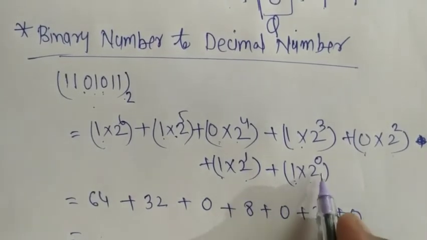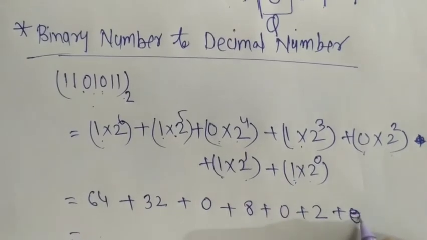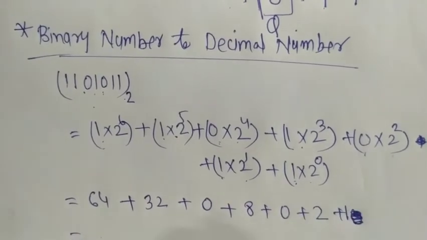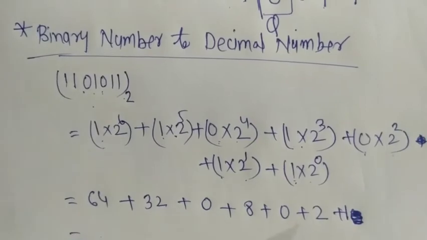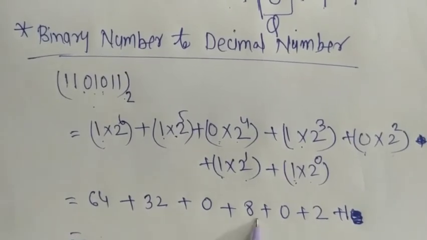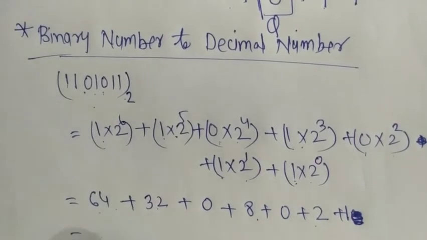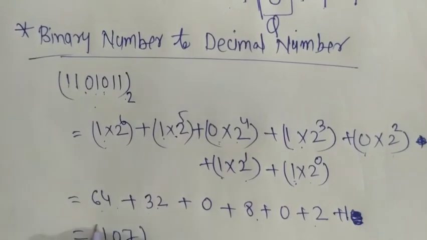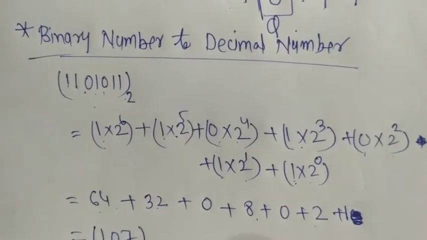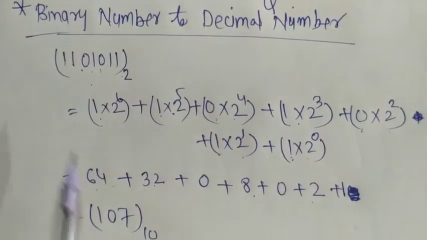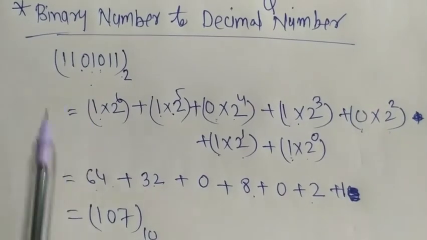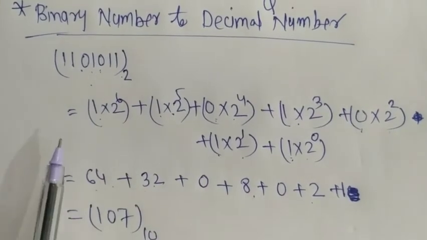Sorry, that is 1 and 2 raised to power 0, that means 1. So now adding all the terms, I will get 107 on base 10. Okay? So thus I can change a binary number to decimal and a decimal number to binary.